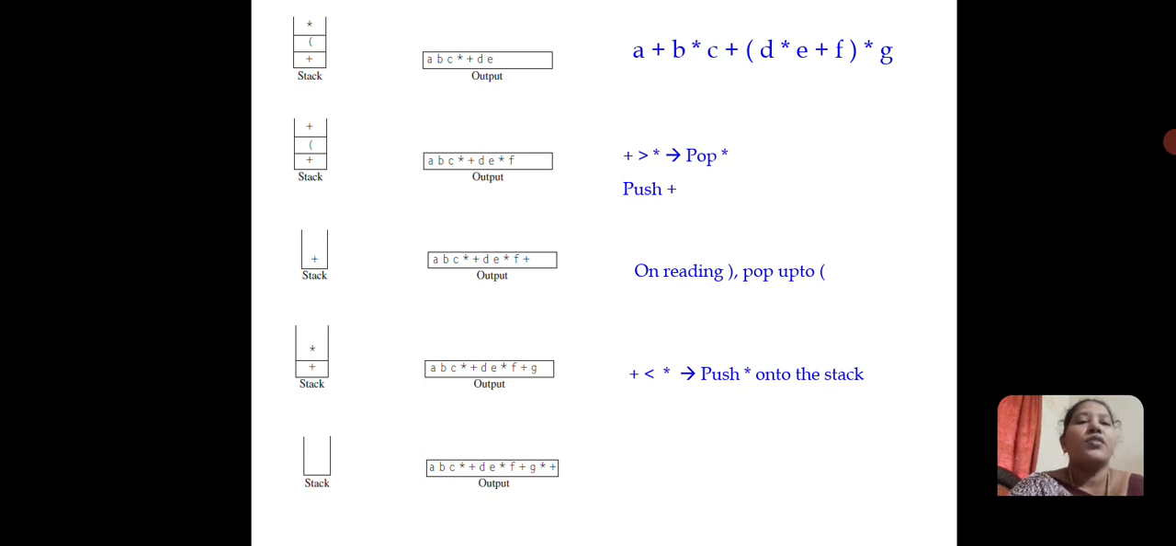The next one is G. G is an operand, so you have to print it in the output. After that the expression is over, so you have to empty the stack. In the stack you have star and plus. Star will be popped out first and then plus. So this is the way you get a postfix expression from the infix expression.